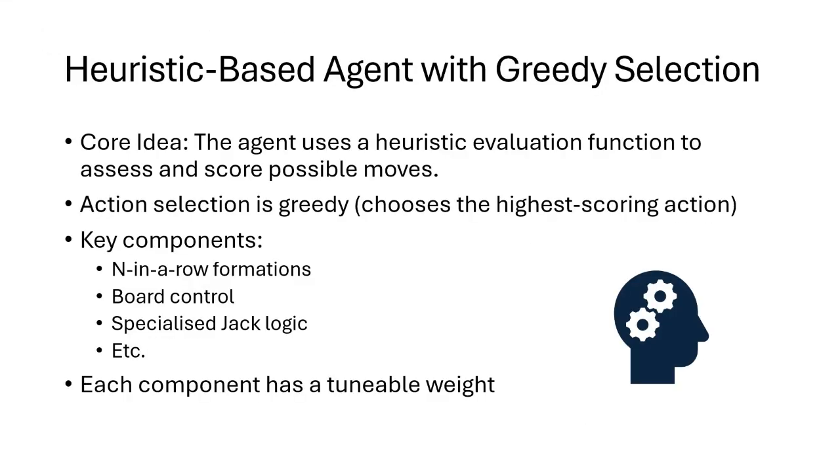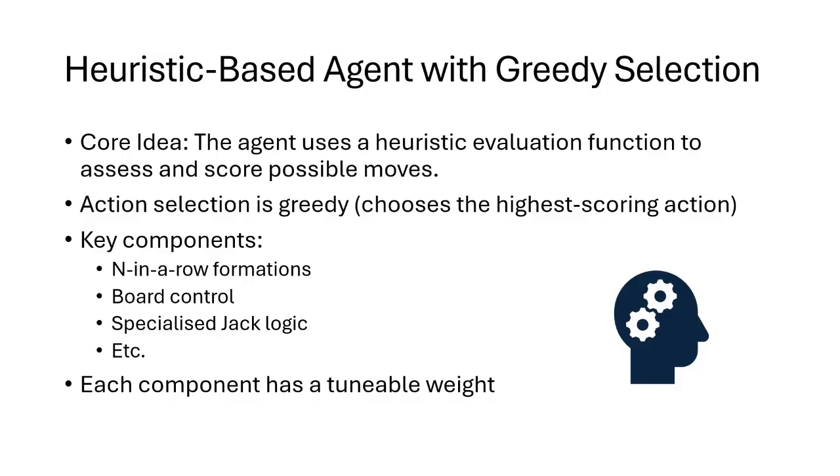Our final model uses a heuristic evaluation function with greedy selection. We break down the scoring of actions into distinct strategic components. These include n-in-a-row formations, board control, and specialized jack logic. Each component's influence is controlled by a weight which we can tune.